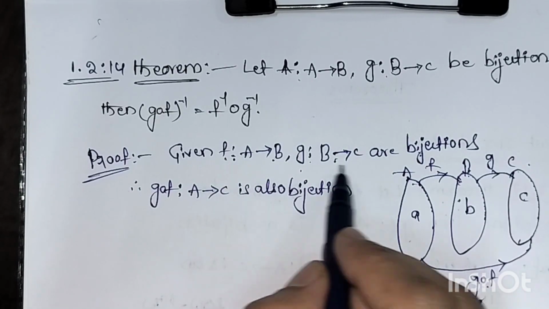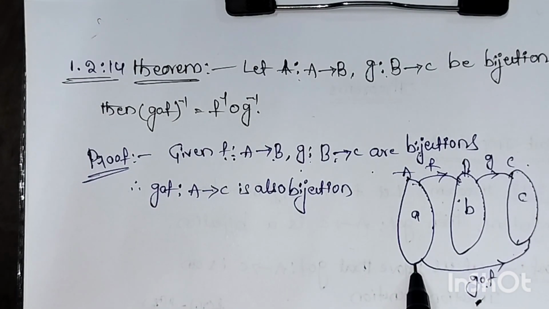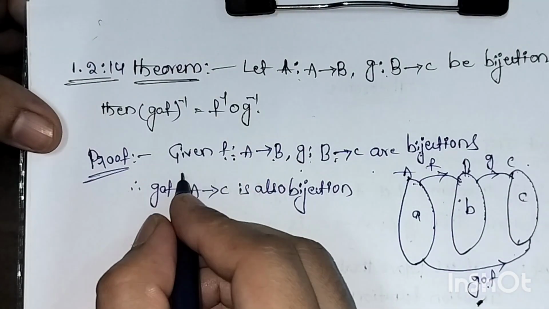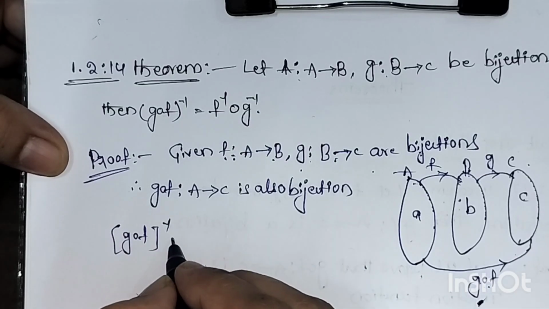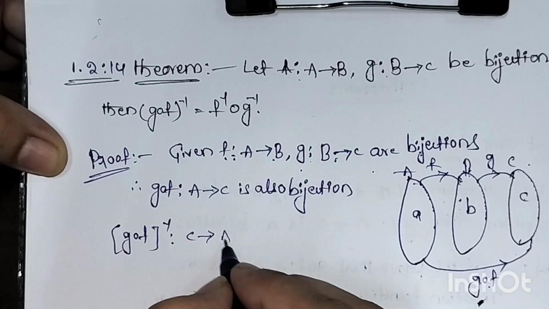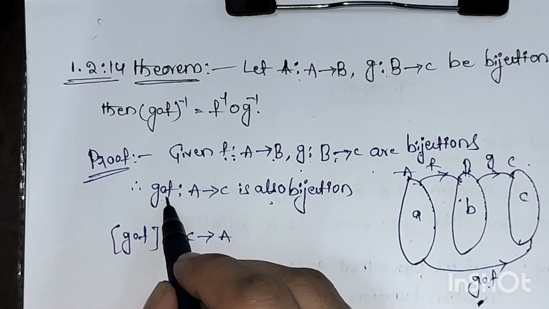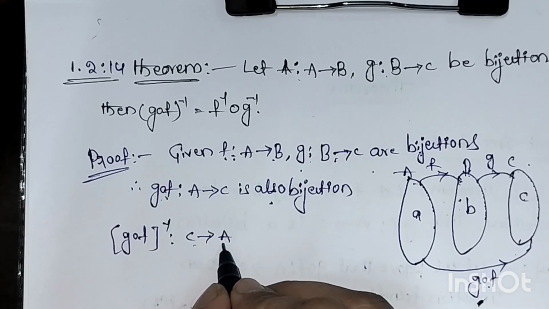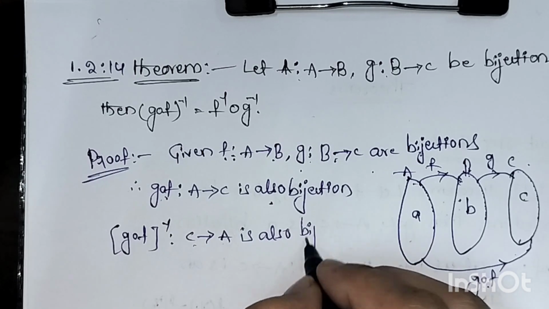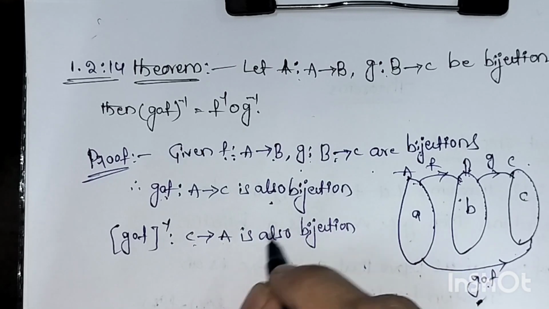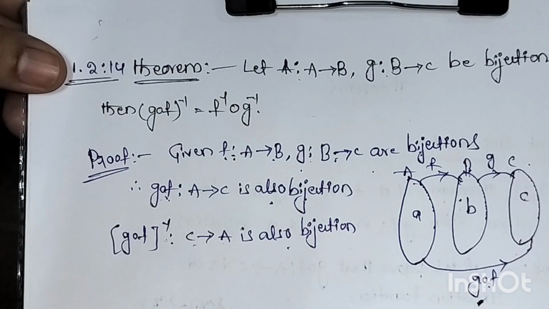Function F, function G, when these two are bijections, G circle F is also a bijective function. Therefore, G circle F whole inverse maps C to A. If G circle F is a bijection, then the inverse of this one is also a bijection. C to A is also a bijection. If G circle F is a bijection, its inverse function is also a bijection.